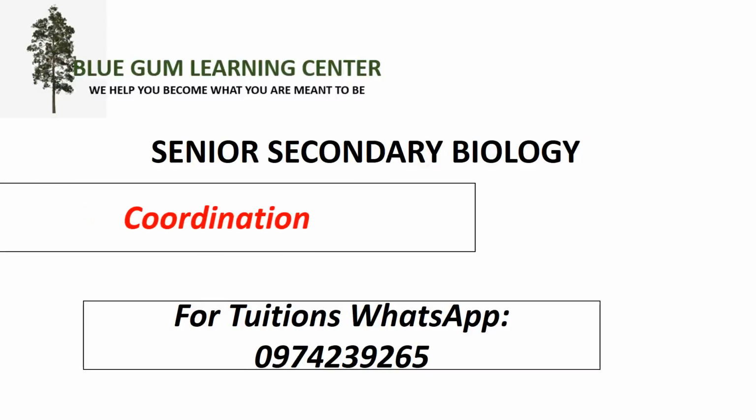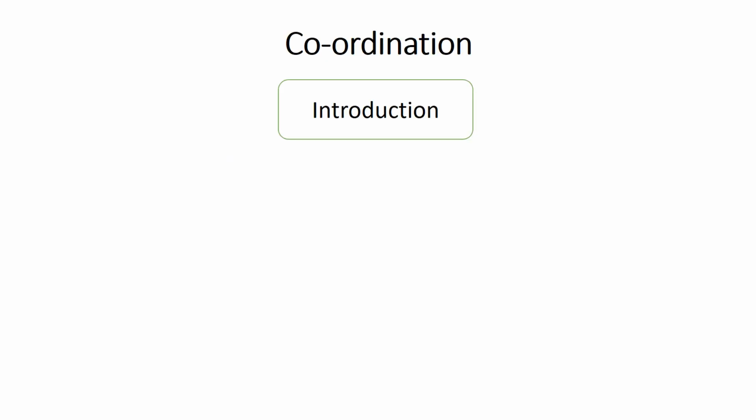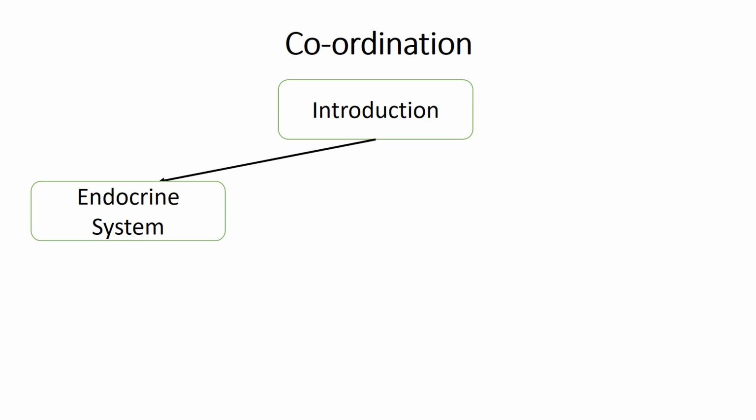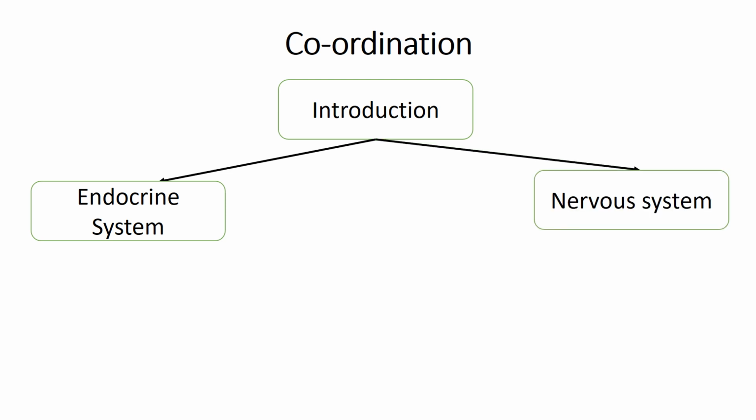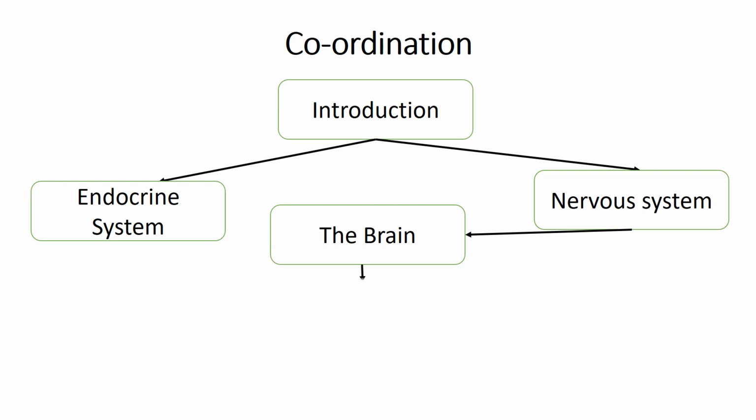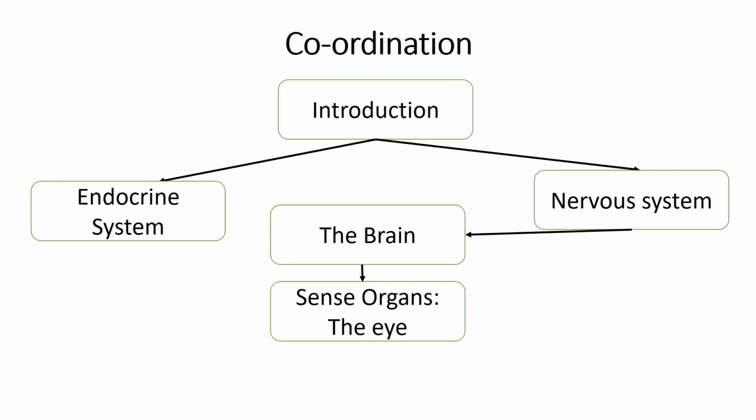Welcome to the continuation of coordination. So far, we've looked at the introduction to coordination, the endocrine system, the nervous system, and the brain and drug abuse. In this video, we're going to take a look at sense organs, where we're going to start with the eye. Then in the next video, we're going to take a look at the ear.